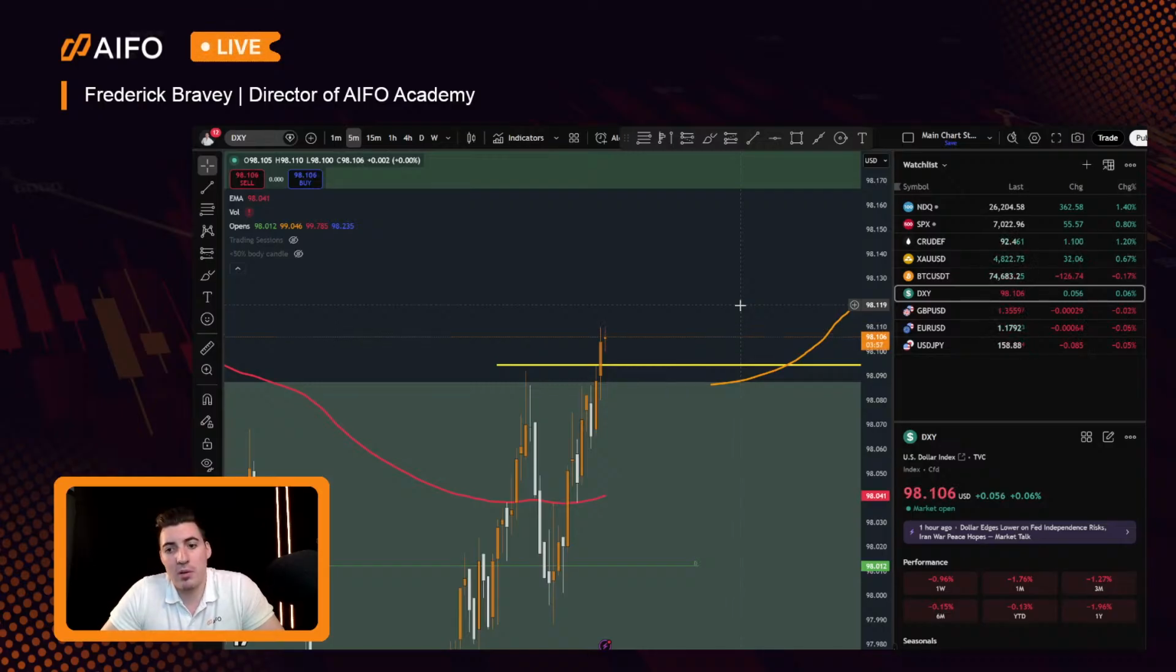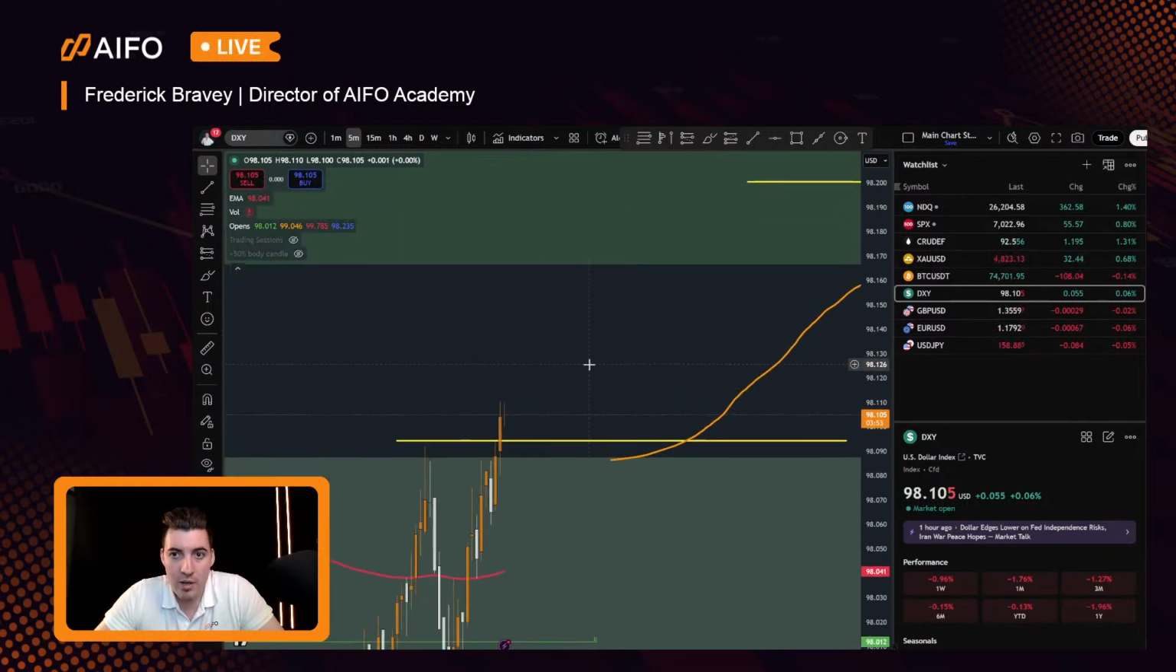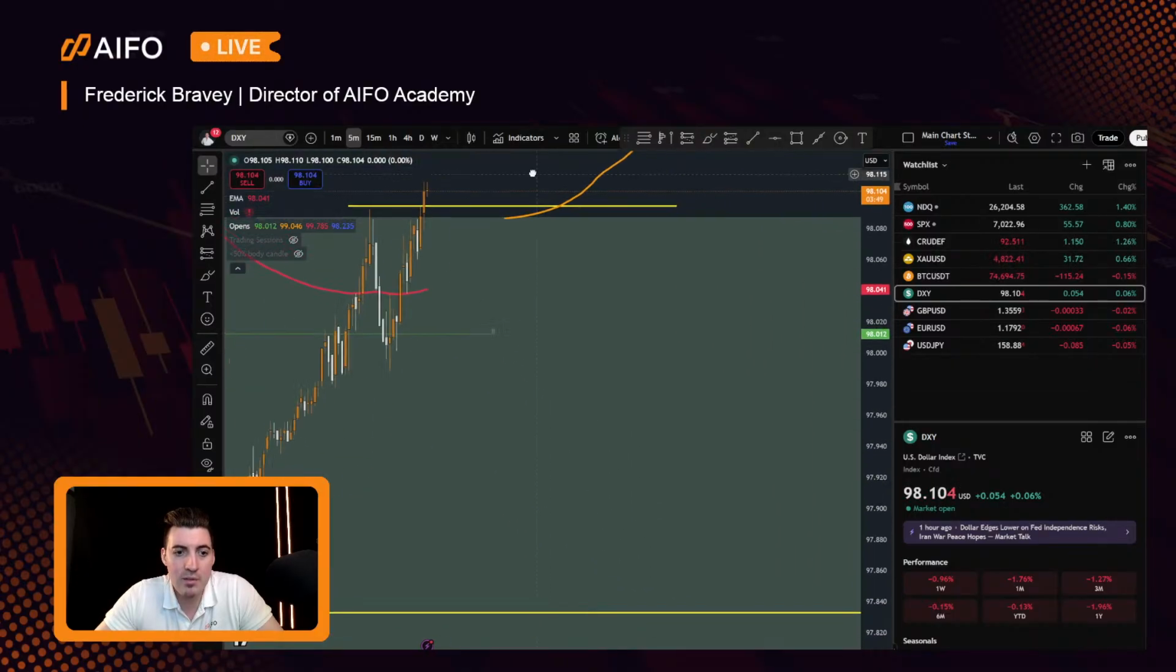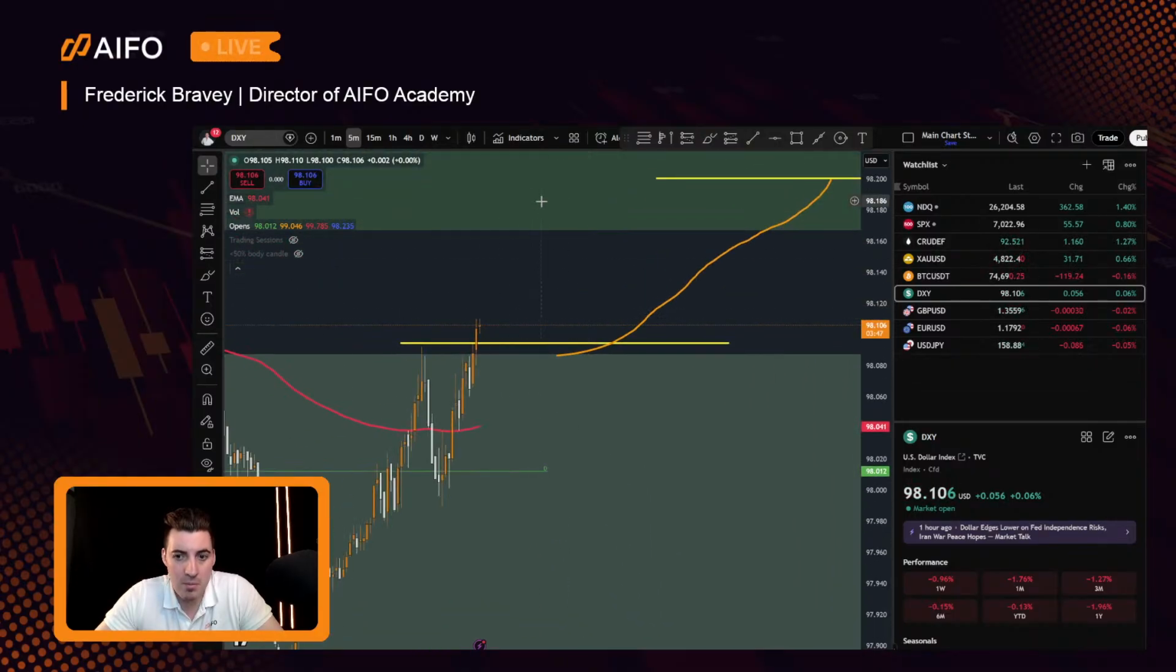I'm certainly quite pleased with this nice break, but as I said, I would not enter a trade. I'm not going to enter a trade until I see this come up, enter into this area here before then pushing itself back down.